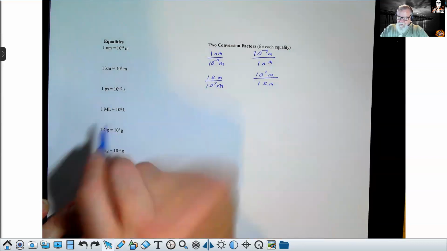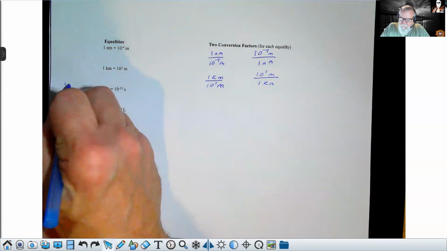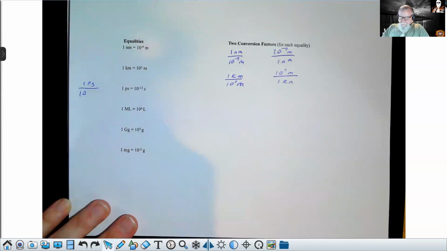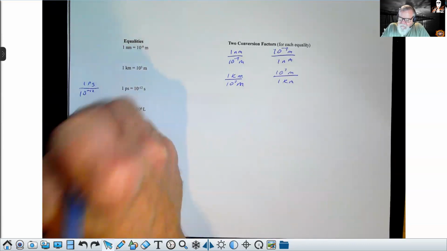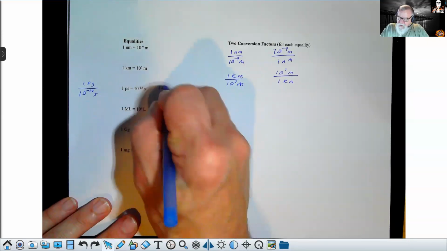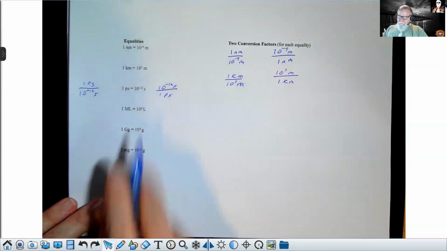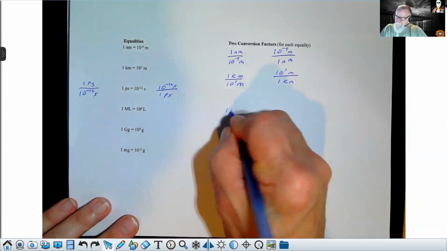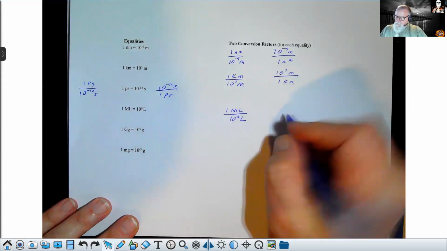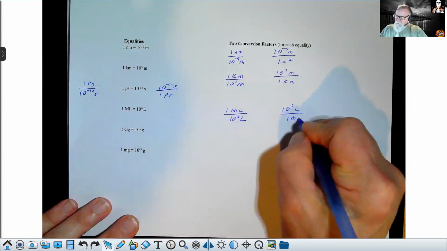Picoseconds. I'm going to do this on each side of this. This might make it a little easier for me. So 1 picosecond over 10 to the negative 12 seconds, right? And then the other one would be 10 to the negative 12 seconds over 1 picosecond. We'll do this one over here. 1 megaliter over 10 to the 6 liters. 10 to the 6 liters over 1 megaliter.